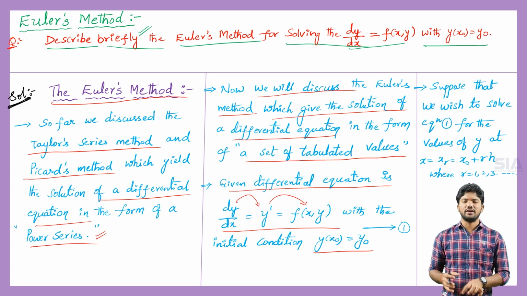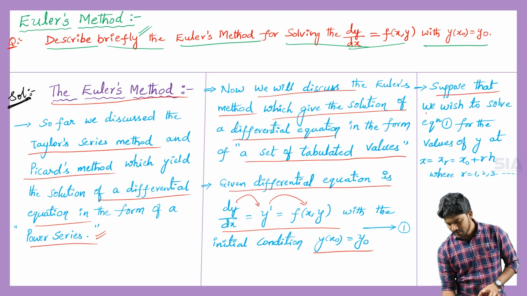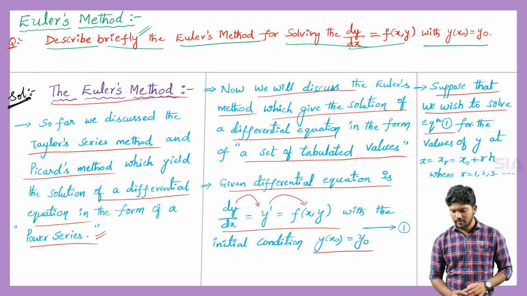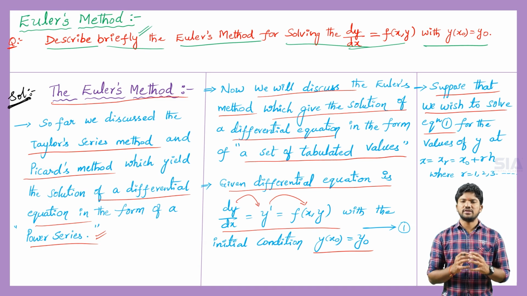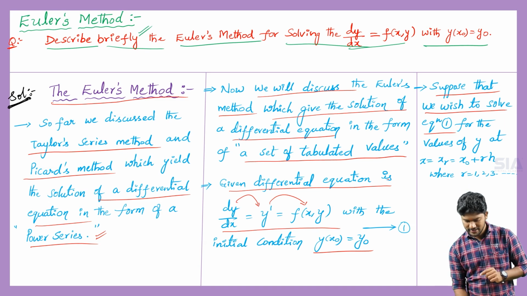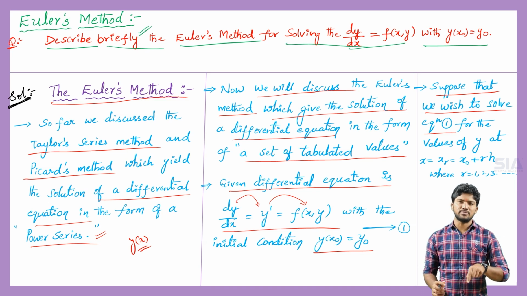For these methods also, this process is the same up to here. Now suppose that we wish to solve equation number 1 for the values of y. So now we wish to solve equation number 1 for the values of y at small x. Here the function is y of x. So we have to solve for the value of y at the variable small x.